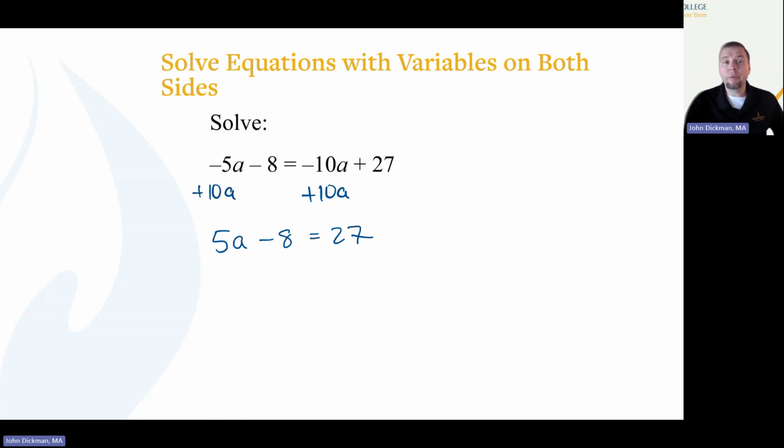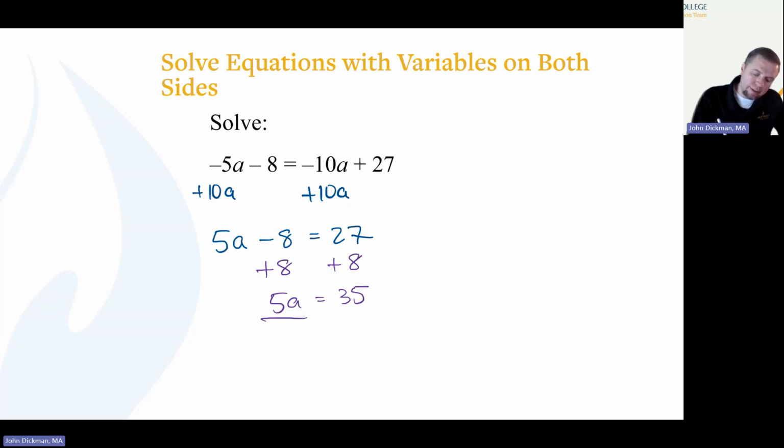So we want to go in the reverse order of operations. We're going to start by adding 8. So we're going to add 8 to both sides to undo subtracting by 8. So this gives me 5a equals 35. And now to undo multiplying a by 5, I'm going to divide both sides by 5, and that's going to give me a equals 7.